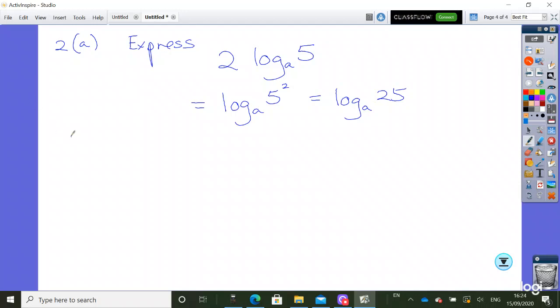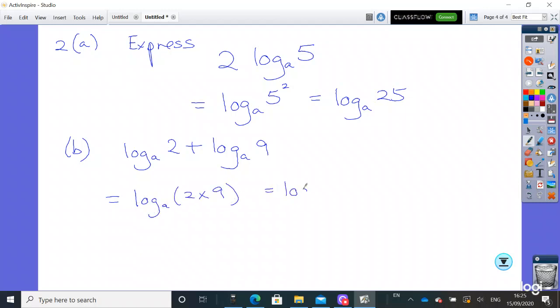Now on to part B. We've got some adding. So we've got log to the base A 2 plus log to the base A 9. Because they're both base A, we can apply the law of logarithms because they're adding, which means you can combine them by multiplying. And so therefore it's just log to the base A 18. Okay, that's your final answer there.